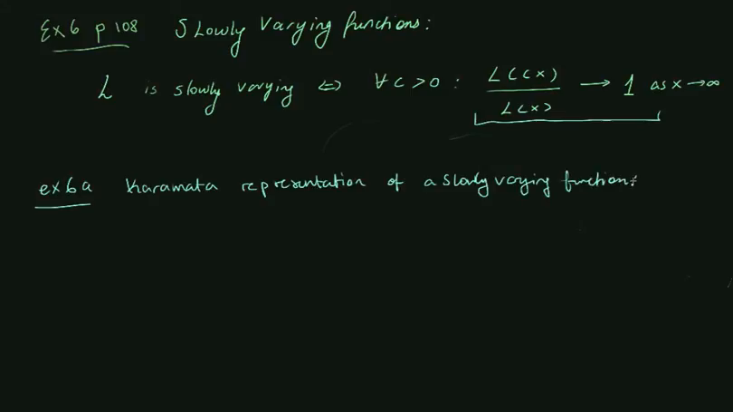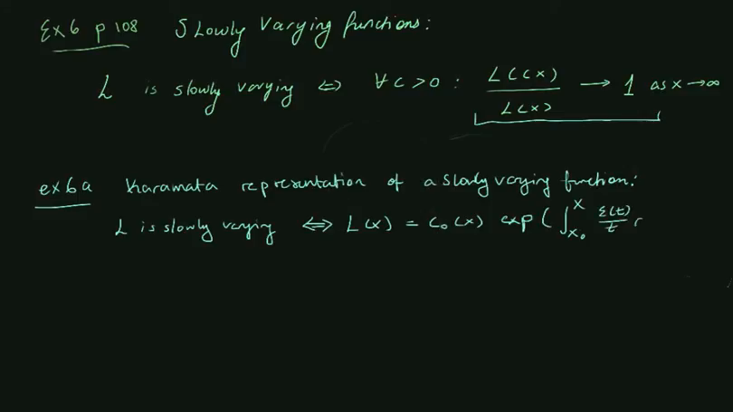And this result is very nice. It says that for any slowly varying function L, you can represent it using this formula, where you have a function c0 of x multiplied by the exponential of the integral from some value x0 to x of epsilon of t divided by t dt, where we assume that c0 of x goes towards some positive constant c, and where we assume that epsilon of t is a function that tends towards 0 as t goes to infinity.